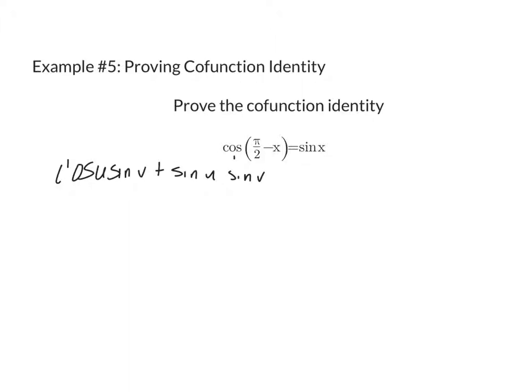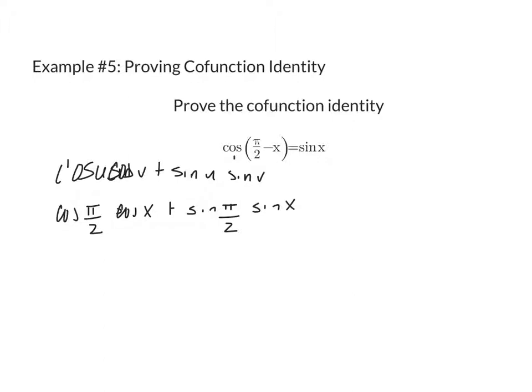Okay, so if that's the case, then what we really have is cosine of pi over 2 times cosine of x plus sine of pi over 2 and then sine of x.